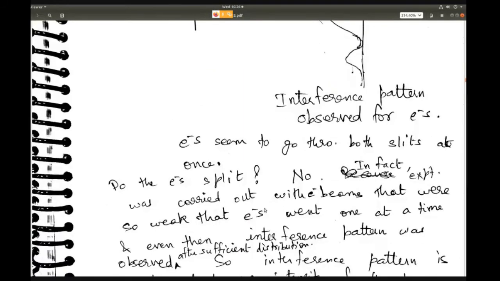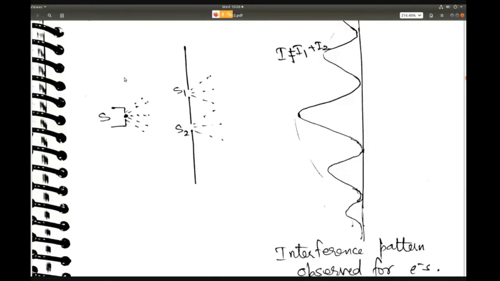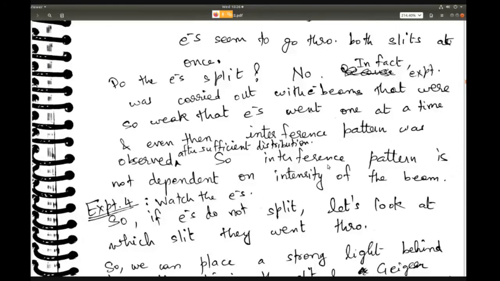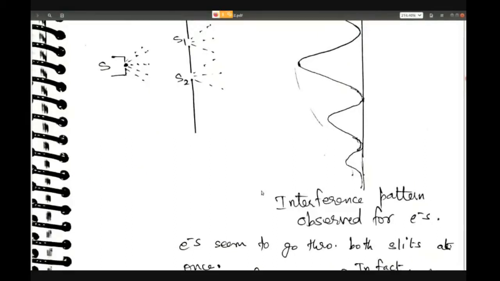So the experiment was carried out with electron beams that were so weak that electrons went one at a time, and even then the interference pattern was observed after sufficient distribution. So the interference pattern is not dependent on the intensity of the beam. As long as you are passing some electrons, you are going to see the interference pattern. That's what we understand from this. But the question still remains: is the electron splitting, or what is happening to the electron?